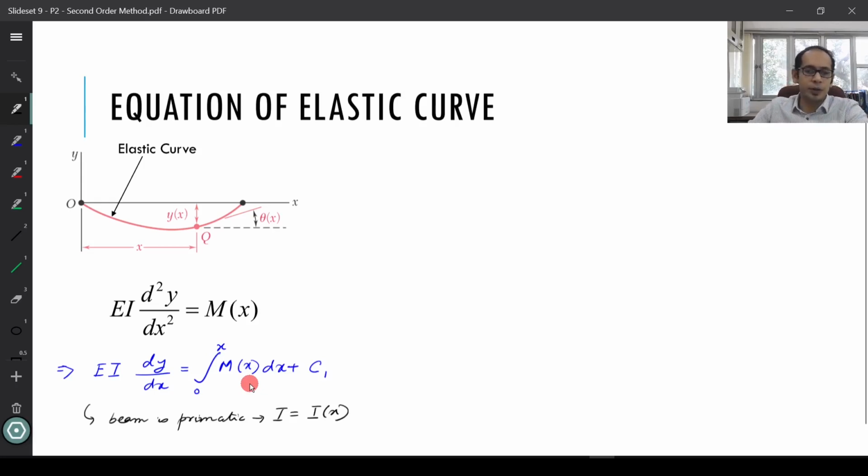Also remember that this dy/dx that you see over here, for small angles, we have tan theta equals dy/dx, where tan theta for small angles becomes equal to theta. So for small angles we can write that dy/dx is nothing but theta. This theta is nothing but the slope of the beam, so that gives you an expression for the slope. So let's make a point of that as well.